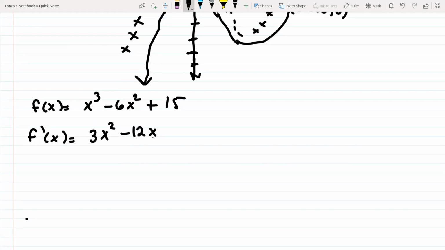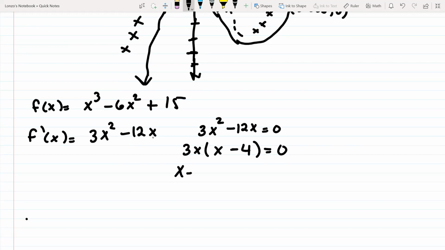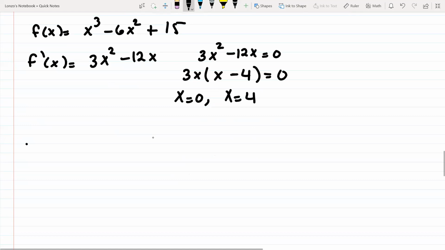Then what you do is set this to 0 and solve for x. Over here, we could take out a 3x, so this would be 3x times x minus 4. When you solve for x, you get x equals 0 and x equals 4. These are your critical values. So now we're going to put them on the number line.